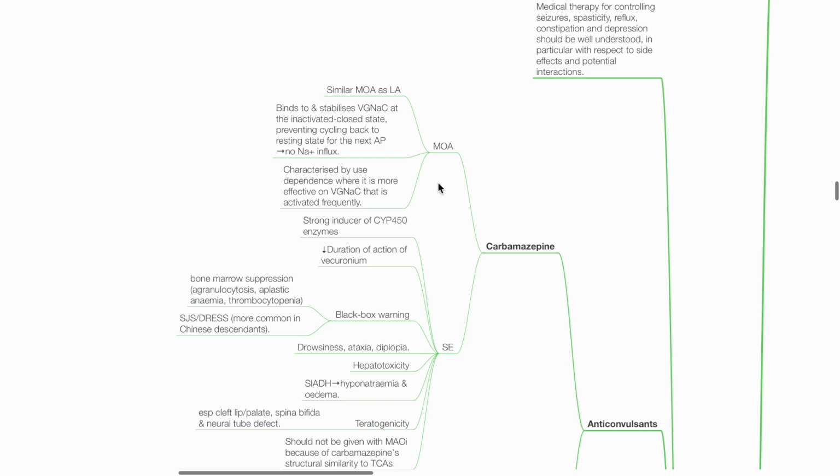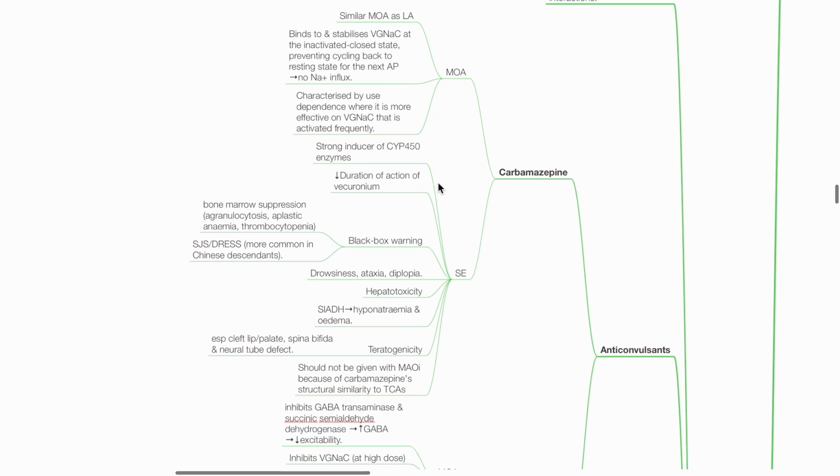Adverse effect of carbamazepine includes it is a strong inducer of CYP450 enzymes. There is reduced duration of action of drugs metabolized by CYP450 enzymes. Other adverse effects include bone marrow suppression, agranulocytosis, aplastic anemia, thrombocytopenia, Stevens-Johnson syndrome, drowsiness, ataxia, diplopia, hepatotoxicity, SIADH leading to hyponatremia and edema, teratogenicity, and avoid administering carbamazepine with MAOI due to structural similarity to TCAs.